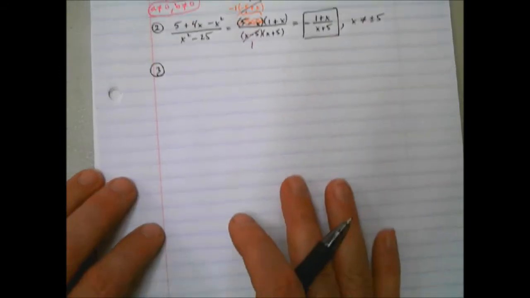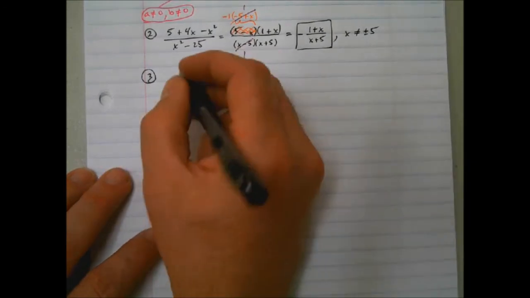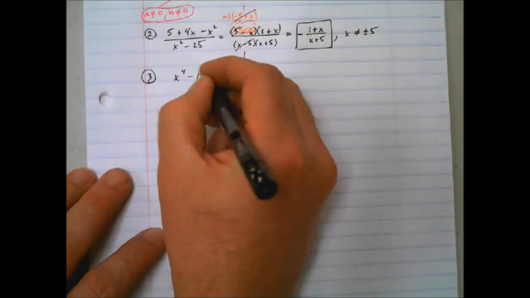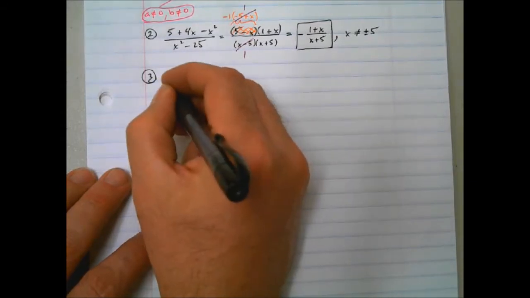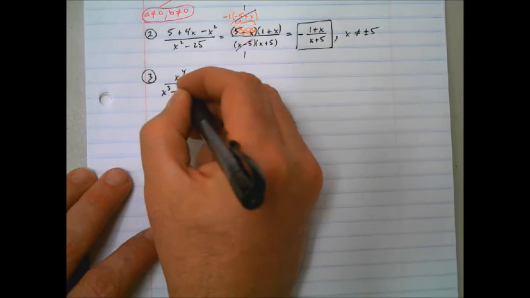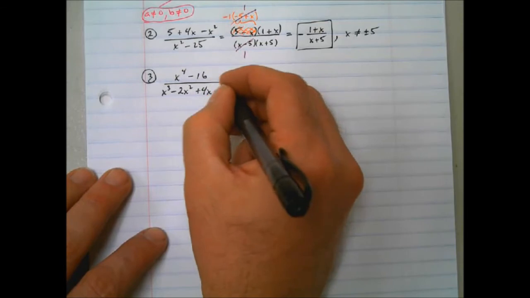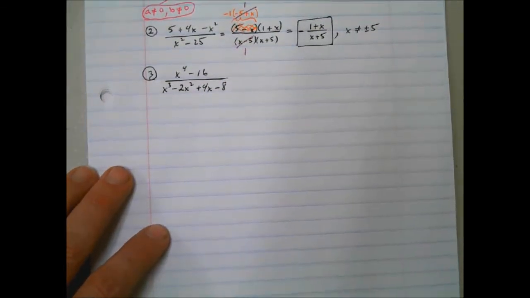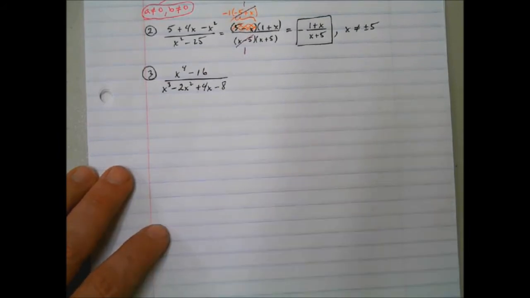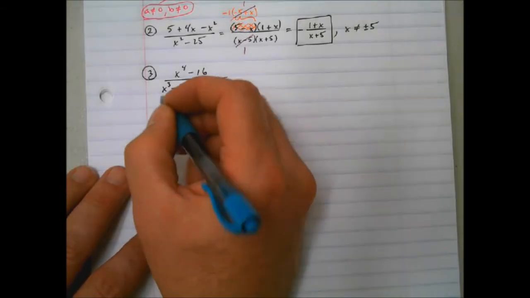Problem number 3. Okay, so x to the 4th minus 16 all over x cubed minus 2x squared plus 4x minus 8. Okay, well, this one's a little bit more challenging. The denominator, 4 terms, looks like grouping.